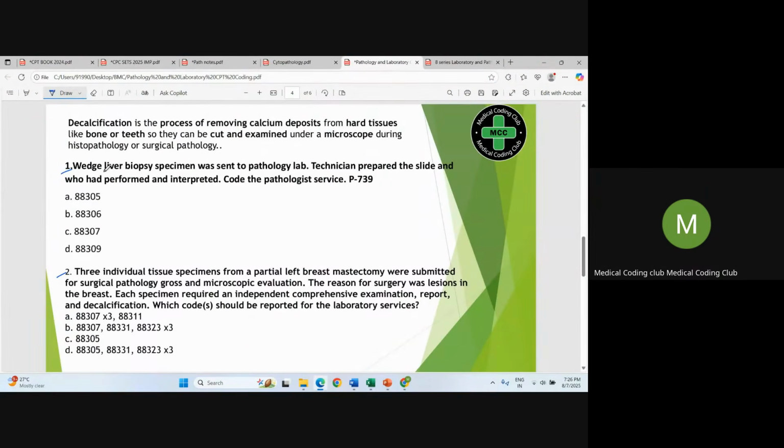Okay. So the first question is, a wedge liver biopsy specimen was sent to the pathology lab. The technician prepared the slide, and the pathologist performed and interpreted. So code for the pathology service. Here the specimen is wedge liver biopsy. So under which level or which CPT are you seeing this?